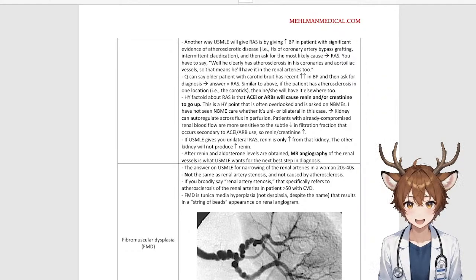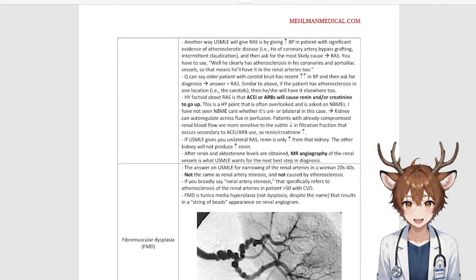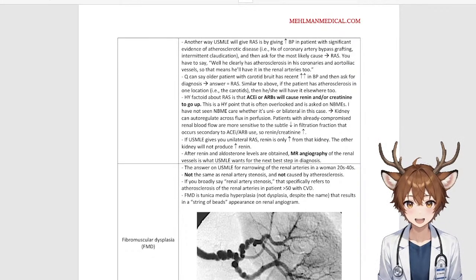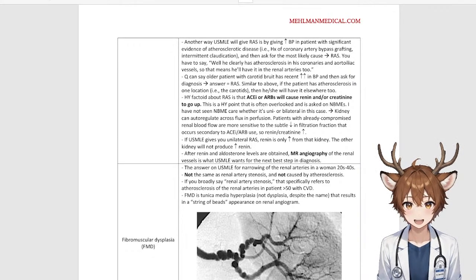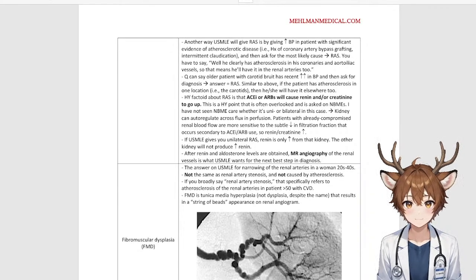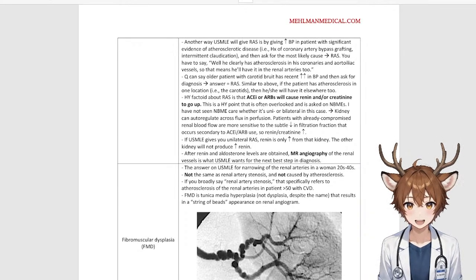A question can say an older patient with a carotid bruit has a recent significant increase in blood pressure and then ask for the diagnosis. The answer would be renal artery stenosis. Similar to above, if the patient has atherosclerosis in one location, that is to say the carotids, then he or she will have it elsewhere too.